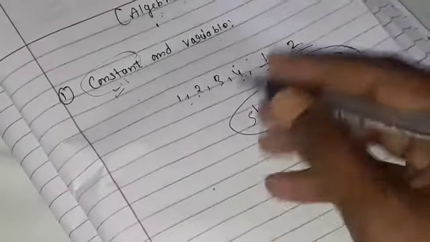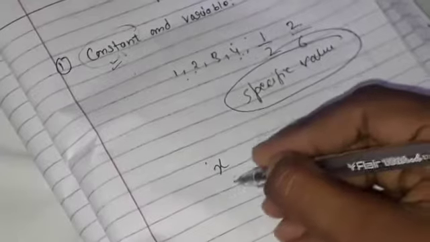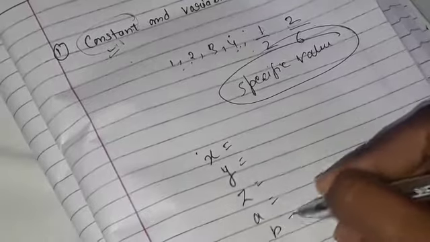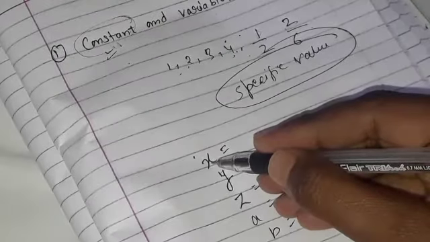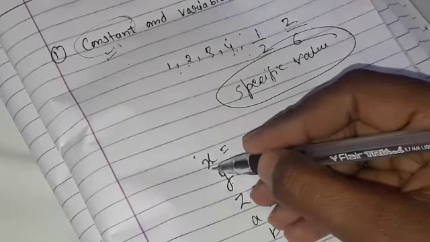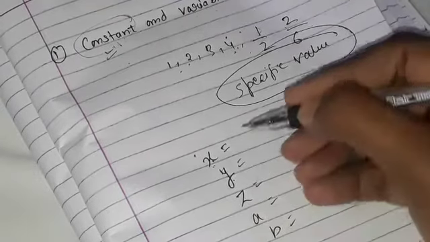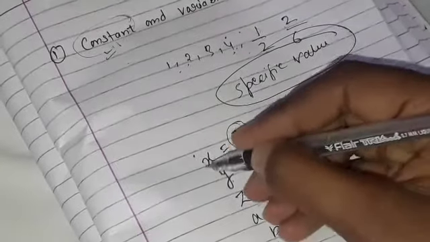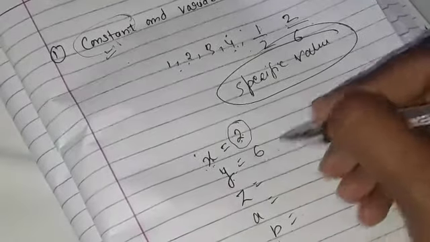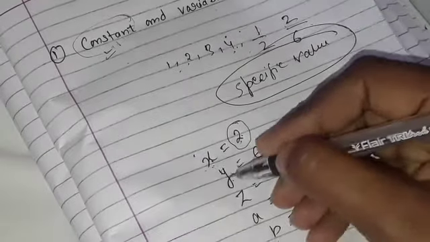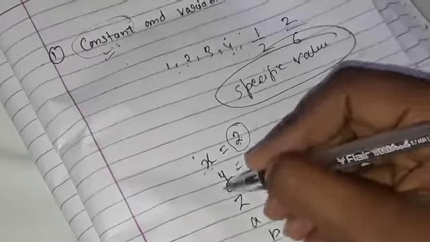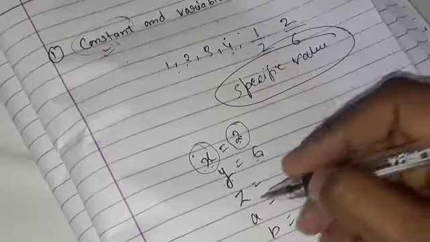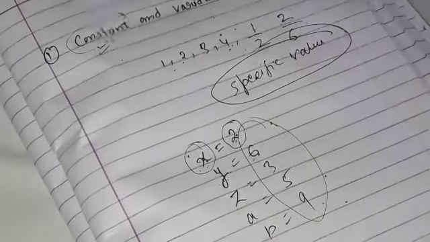But if I am talking about variable, your variable can be denoted by x, y, z, a, b, and your variable doesn't have a specific value. You don't know the value of x, you don't know the value of y. Your variable can be identified by a fixed value like x equal to 2. So now 2 is a fixed value which is indicated by x. Suppose y equal to 6. So this 6 is a fixed value which is indicated by y. So here the indication of a fixed number is known as variable. So these symbols are known as variable.